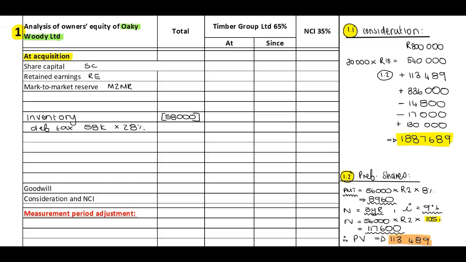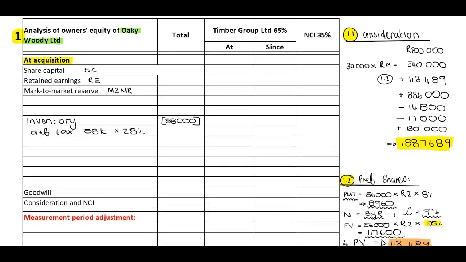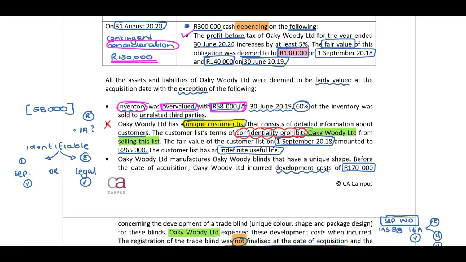Now guys, if you make use of the abbreviation K, indicate to your marker, I'm going to do this top right corner, that this represents 000. It will save me some time. Therefore, 58,000 times the 28%, and this will be 16,240. Then a reminder to myself that they have sold 60% in the following year. Right? I'm not going to complete my analysis of owner's equity. Remember, I've decided this at planning stage. Okay, therefore I can tick off this bullet point.